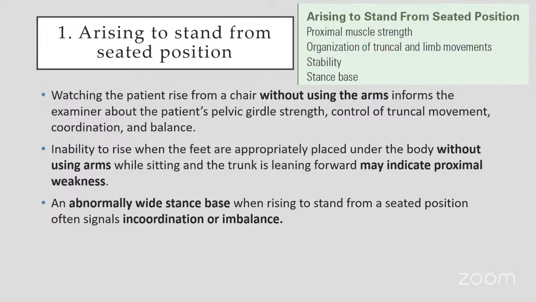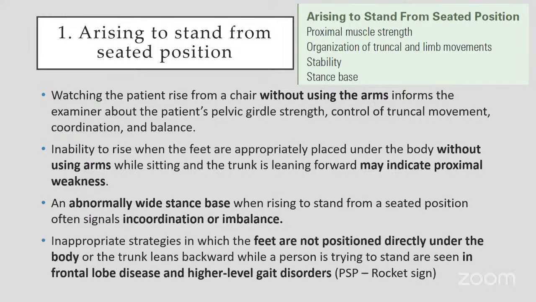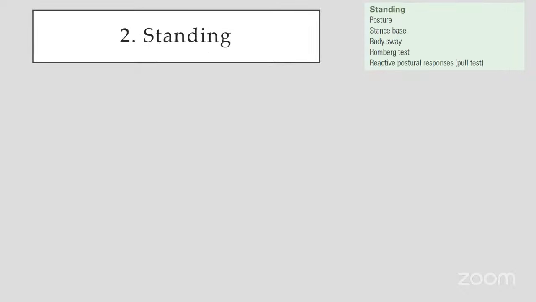An abnormally wide stance base when rising to stand from a seated position often signals incoordination or imbalance. Inappropriate strategies, in which the feet are not positioned directly under the body or the trunk leans forward while the person is trying to stand, are seen in frontal lobe diseases and higher level gait disorders, such as PSP. We can see the rocket sign. This is called the rocket sign in PSP.